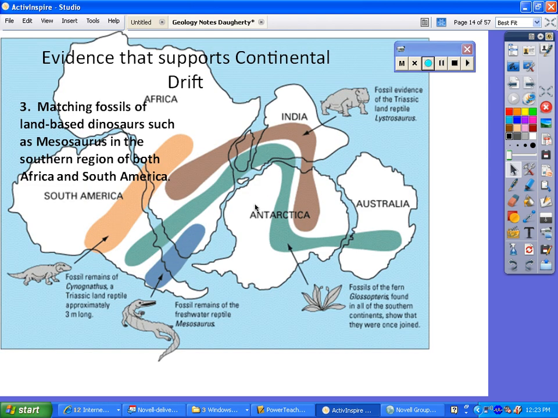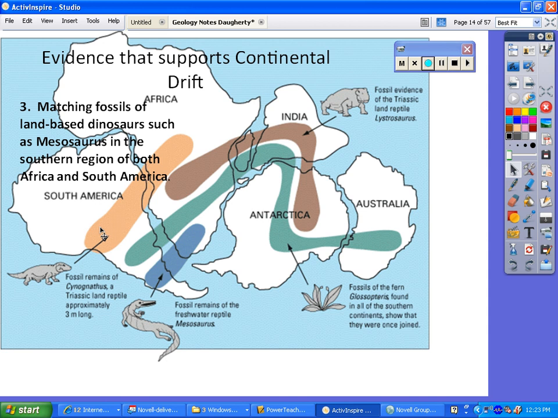This is probably one of my favorite ones. This is really cool. Similar to the matching rock bands, when we put the continents in the correct order that we believe them to once have been in, they also have matching bands of fossils. And we have several examples of these.